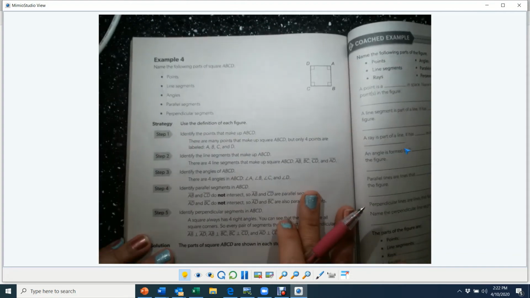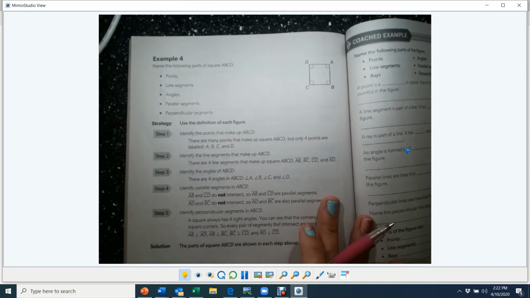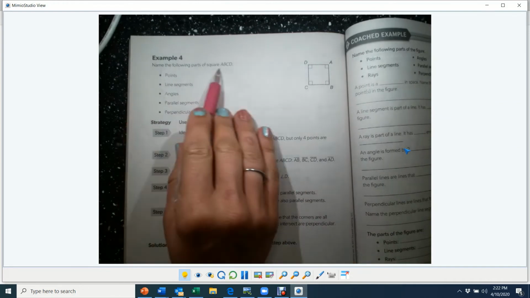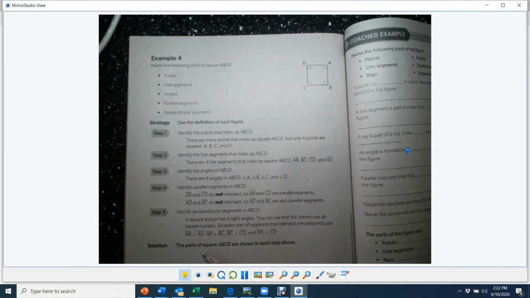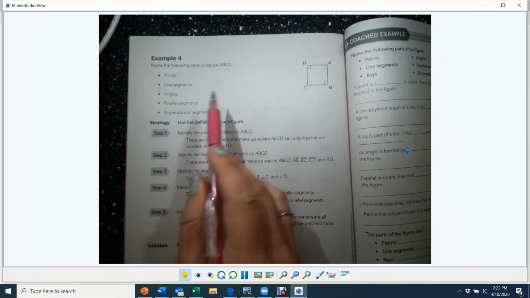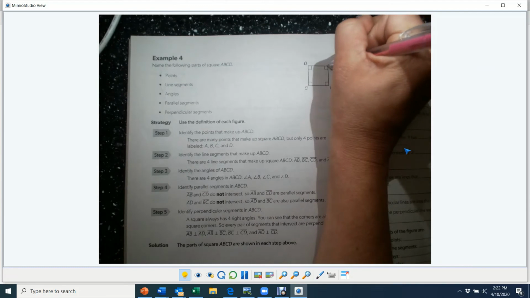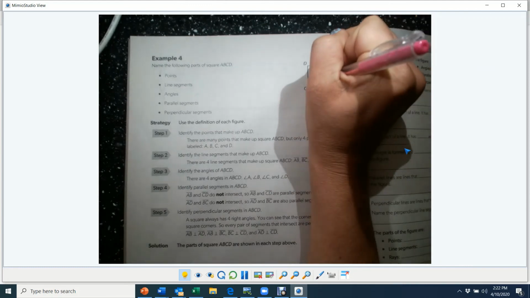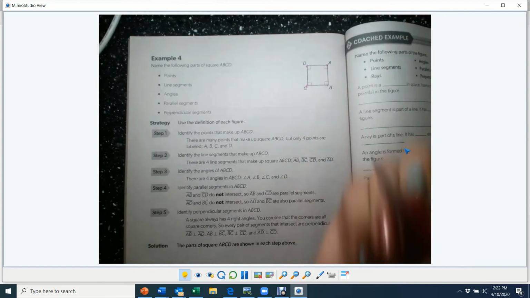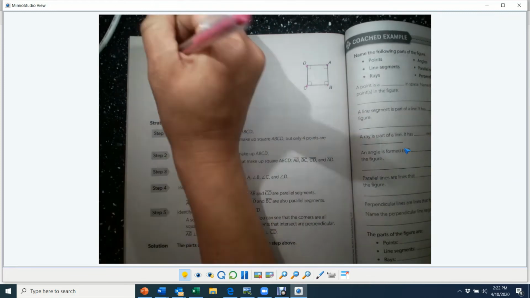This is the last example. There's one more in here. So it says, name the following parts of the square ABCD. All right, so the points that are labeled on here, let's draw our points. That's a point, A's a point, B's a point, C's a point, and D's a point. So we've done our points.